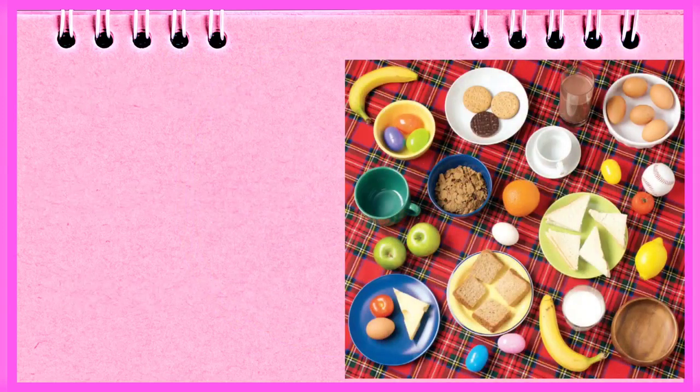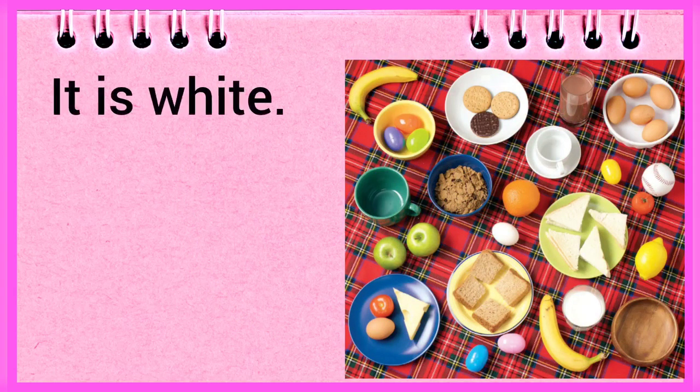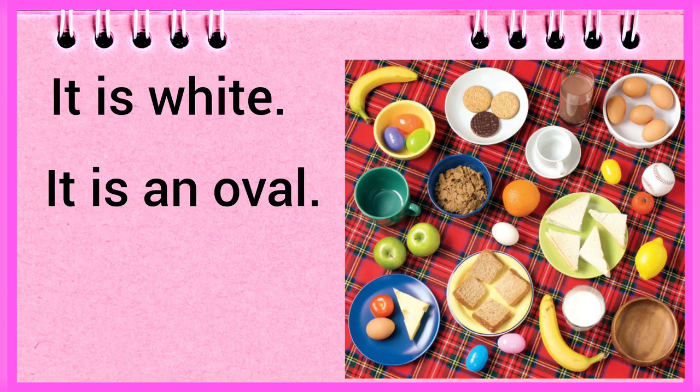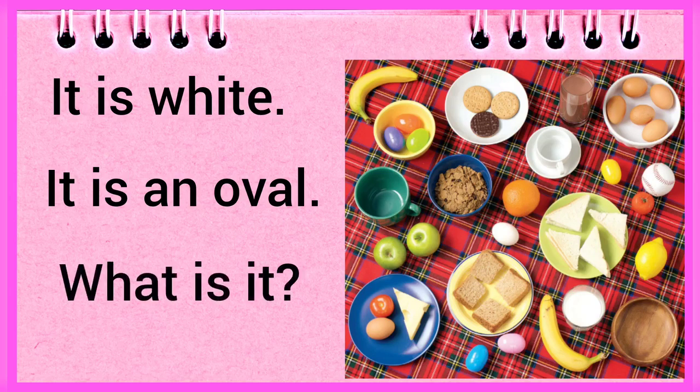آماده ای برای عکس بعدی؟ خوب دقت کن. It is white. White، سفید. اون سفیده. It is an oval. Oval یعنی بیزی. سفیده، white و بیزیه. What is it؟ چیه؟ Yes. Very good. This is an egg.